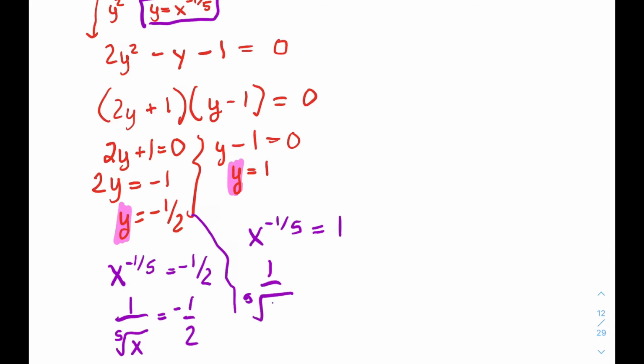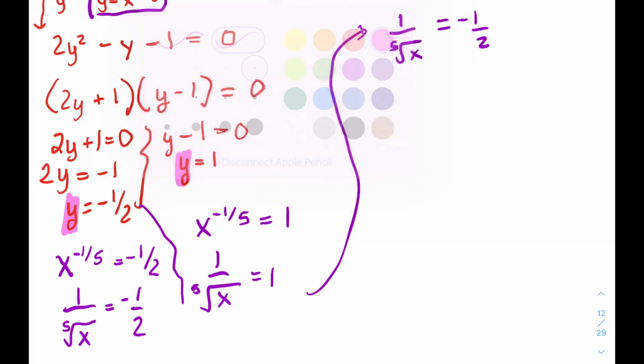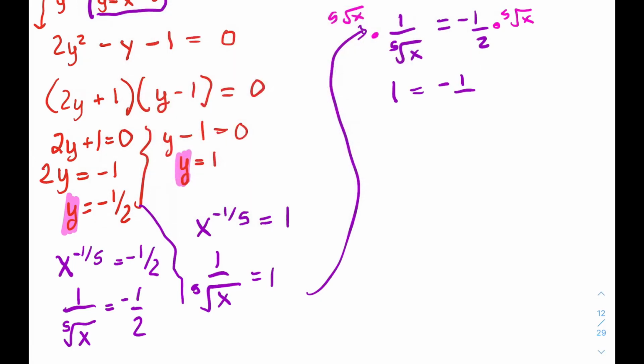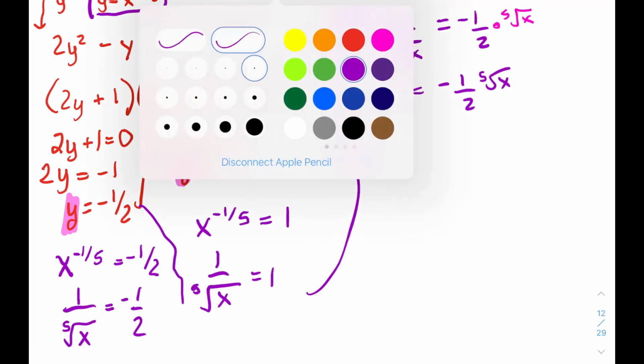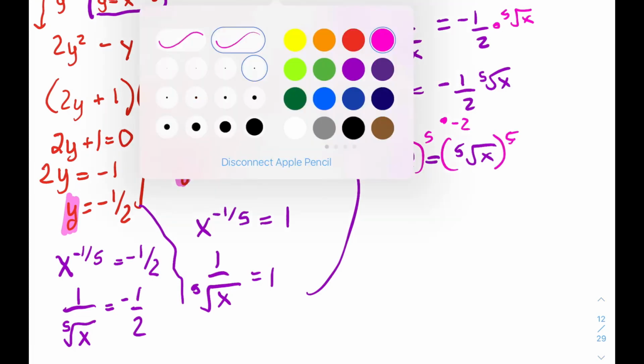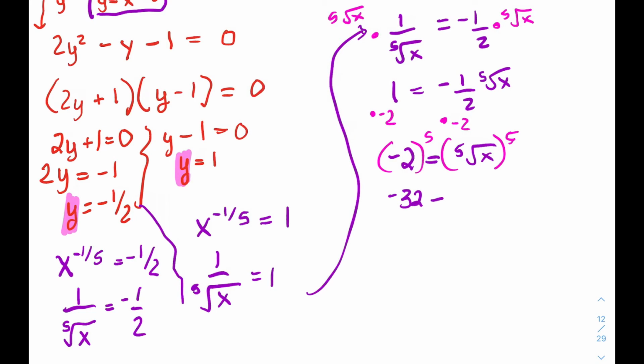And then if you think about solving, oh, I am out of space here. Let me go up. I am going to multiply both sides by the 5th root of x to get my variable out of the denominator. And that's going to give me, since my 5th roots divide out, 1 equals negative 1/2 times the 5th root of x. I am going to divide by negative 1/2, or actually just multiply by negative 2. And I'll have negative 2 equals the 5th root of x. And to undo my 5th root, I'll raise both sides to the 5th power. And so you have negative 32 equals x for one of your potential solutions.